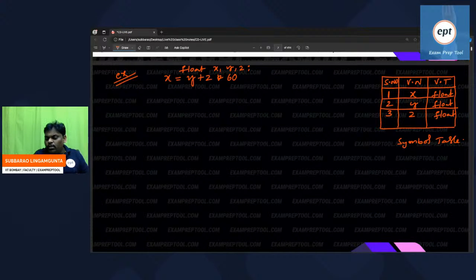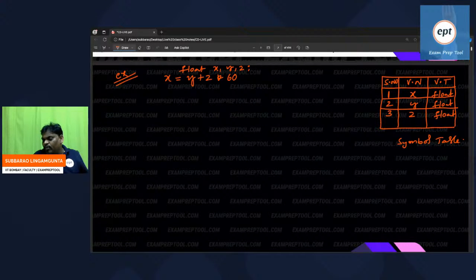Now, one more important thing I want to say to everyone, remember. Symbol table contains variable names. Symbol table contains function names. Symbol table stores variable names. Symbol table stores function names.